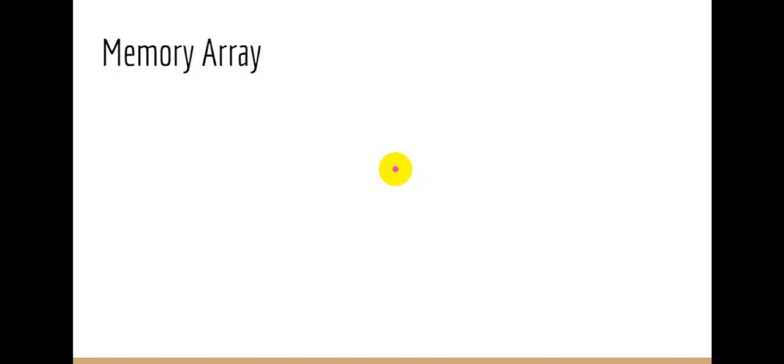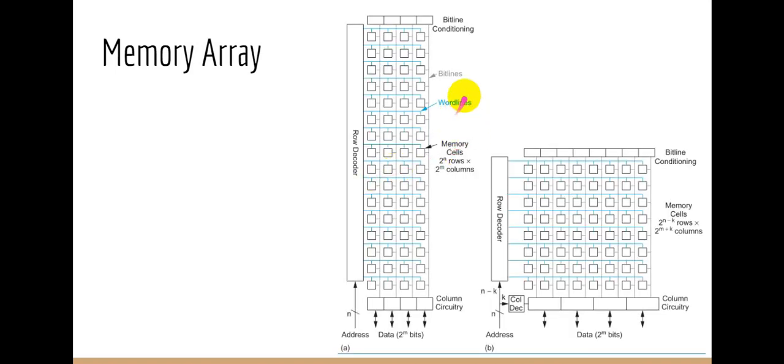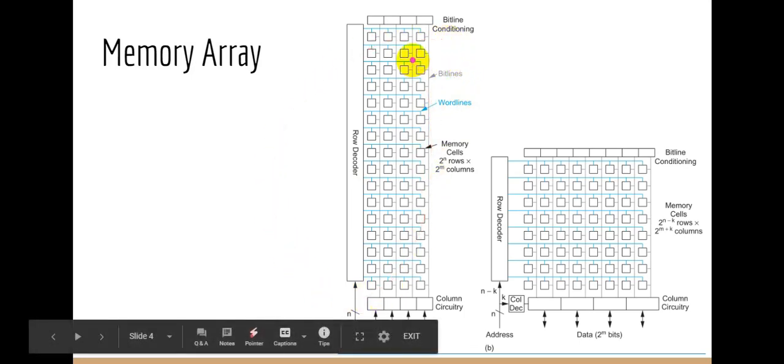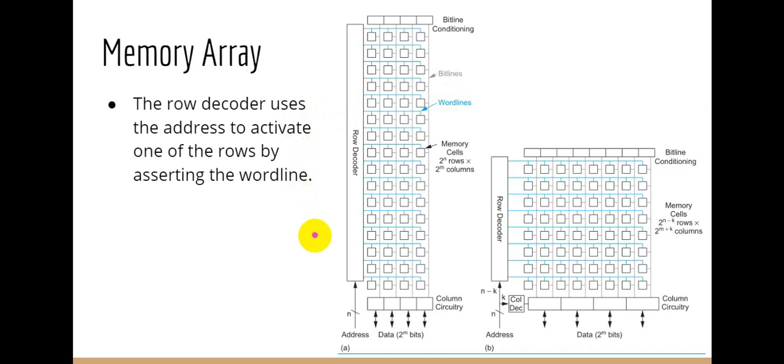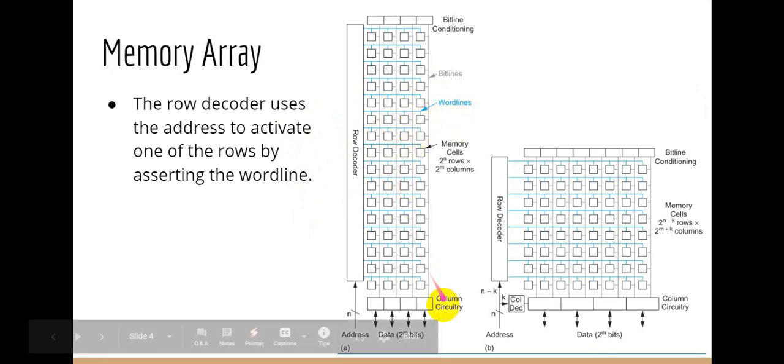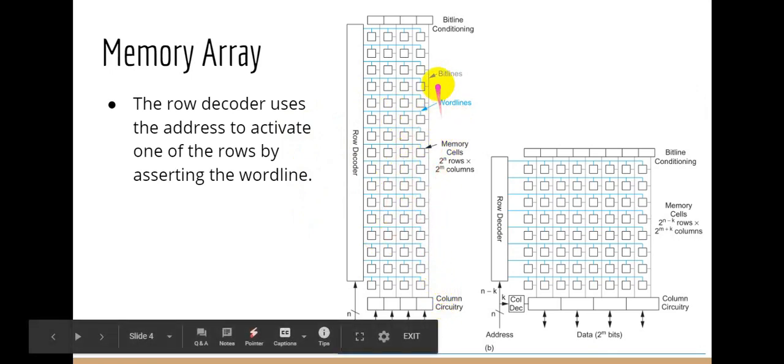A memory array is nothing but a large array containing those memory cells with some extra circuits. Here we can see a large memory array containing the row decoder and the column circuitry. In this memory array, those tiny rectangular boxes are the memory cells. Those blue lines are called the word lines, and the vertical lines here are called the bit lines. The row decoder uses the address to activate one of the rows by asserting those word lines, and the column circuitry does the vice versa using the bit lines.